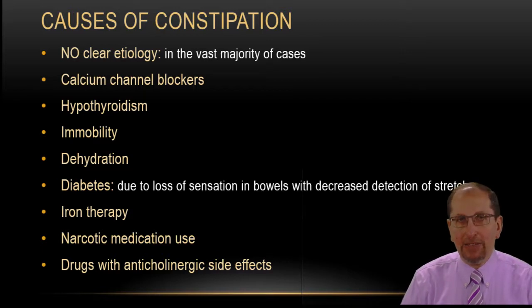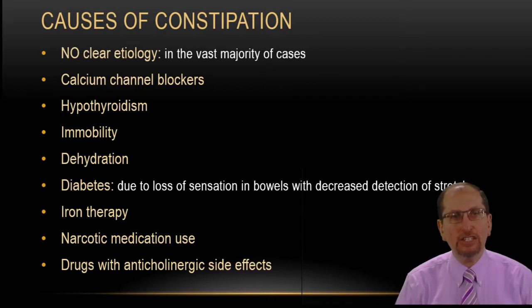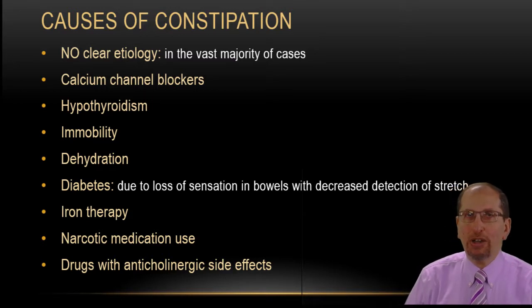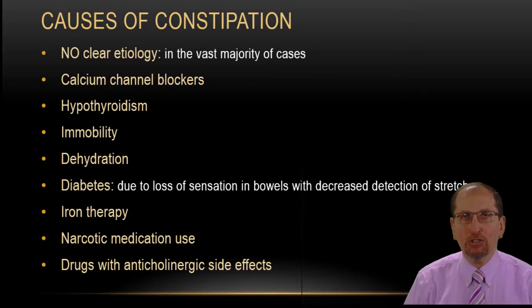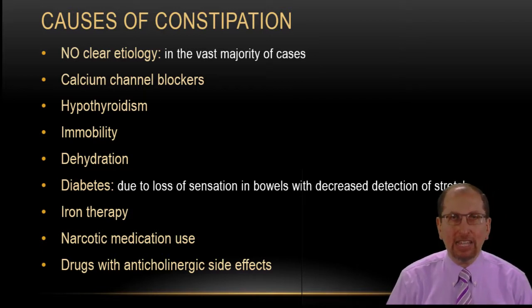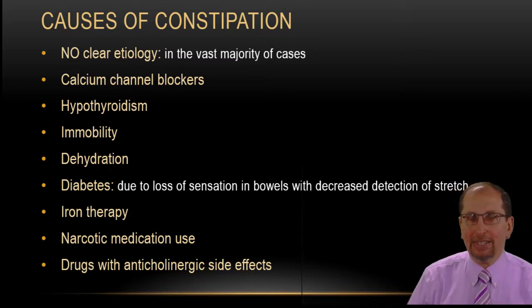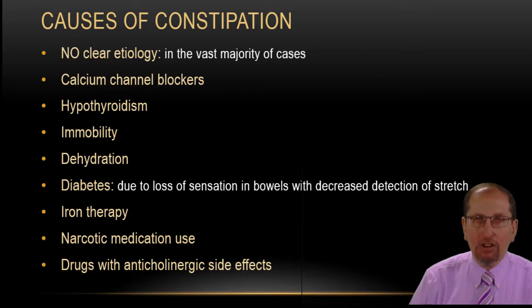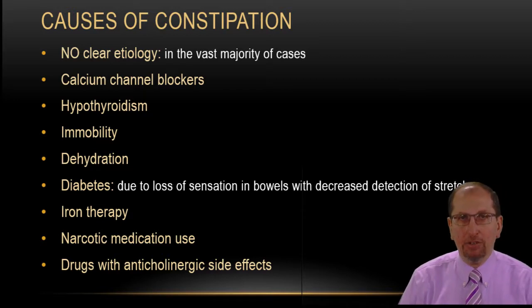Iron therapy, a very famous cause of constipation. Narcotic medication use, morphine, for patients who are using opioids for chronic cancer pain. Very important problem in these patients, the constipation. Any drug with anticholinergic side effects. Antihistamines have anticholinergic side effects. Tricyclic antidepressants have anticholinergic side effects. Acetylcholine is important for your gut motility. If you're taking anticholinergic medications, you're going to impair your gut motility.